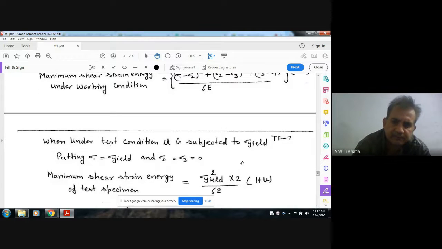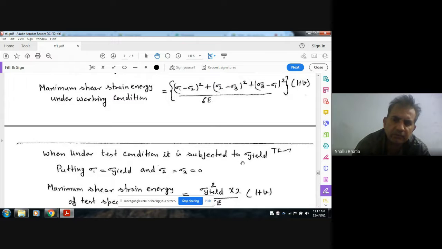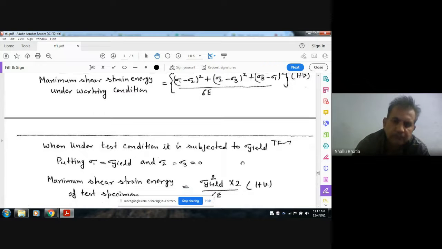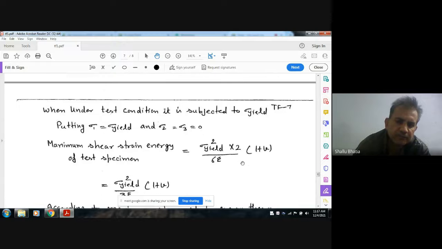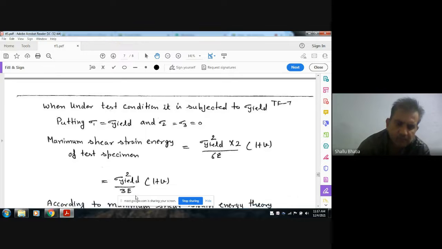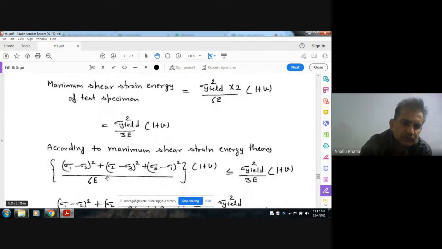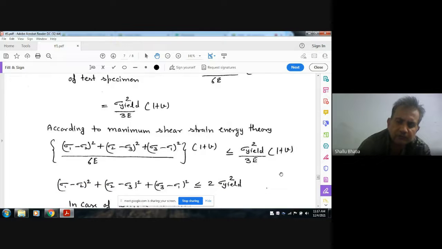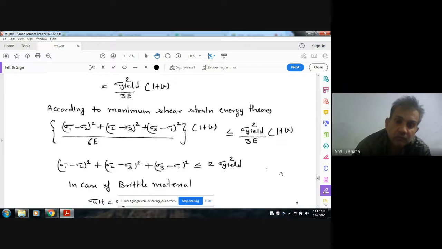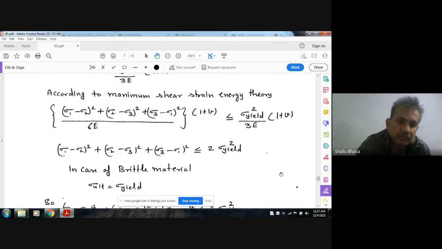Under test condition, we will put sigma 2 and sigma 3 equal to 0. Then the maximum shear strain energy will be sigma 1 square times (1 plus mu) divided by 3E. Okay, and this should not exceed this. Or we can say the maximum shear strain energy of the working specimen should not exceed the maximum shear strain energy of the test specimen. Okay, so it should be this.